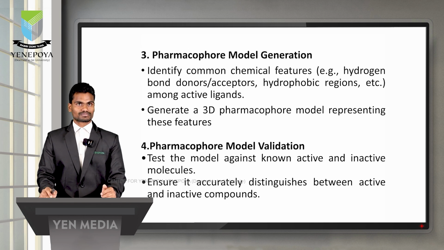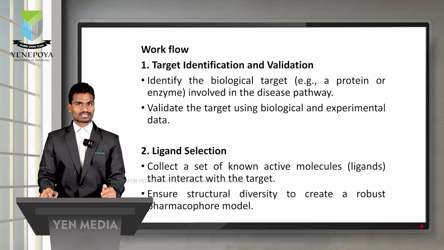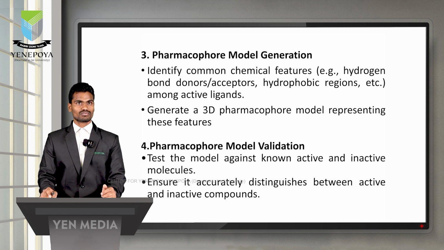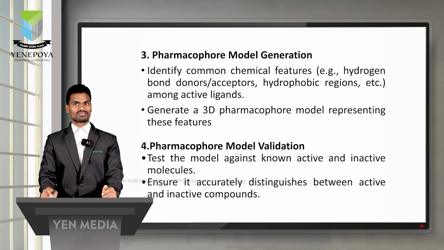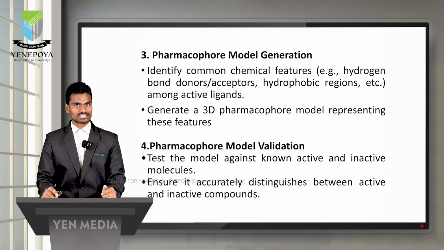After target identification and validation and ligand selection, we move on to pharmacophore model generation, in which we identify common chemical features like hydrogen bond donors, hydrogen bond acceptors or hydrophobic regions among active ligands. Based upon that information, we generate a 3D pharmacophore model representing these features. Later we go for pharmacophore model validation, where we validate the model that we generated before.